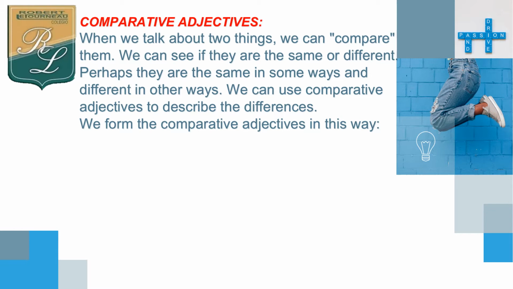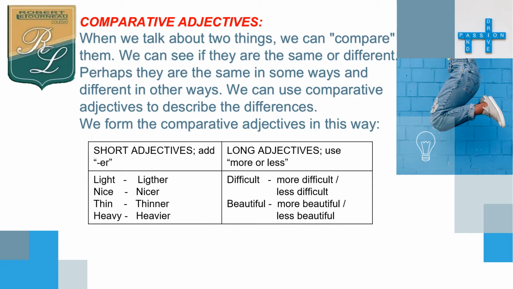We form the comparative adjectives in this way. When you want to use short adjectives, we are going to add -er to the end of the word. For example, if I say light, I will add -er and it says lighter. If I use nice, it's nicer. If I use thin, thinner. And if I use heavy, heavier.